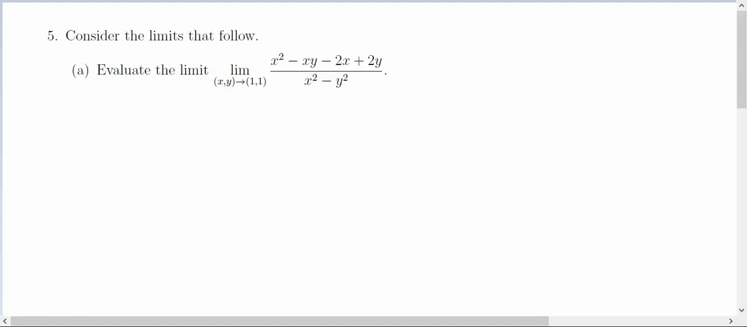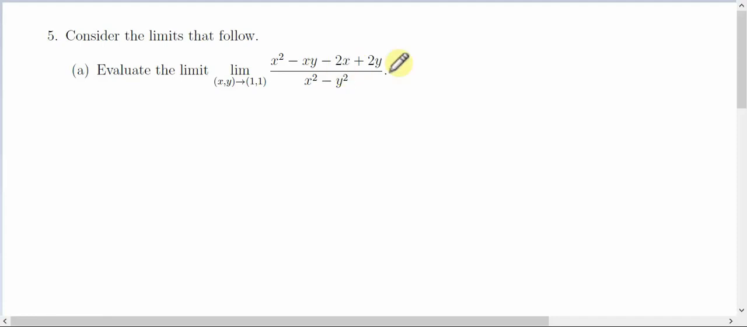In 5, we're asked to work out a couple of limits. This first one, we're going to put the 1 in for x and y. You can see you get a 0 in the denominator, but you also get 1 minus 2 plus 2, so you also get 0 in the numerator. And since it told me to evaluate it, I know this limit exists, and so I'm going to try to figure out how to get those two zeros to cancel.